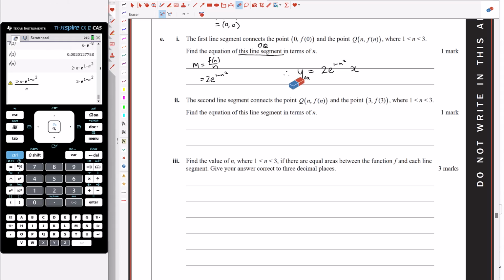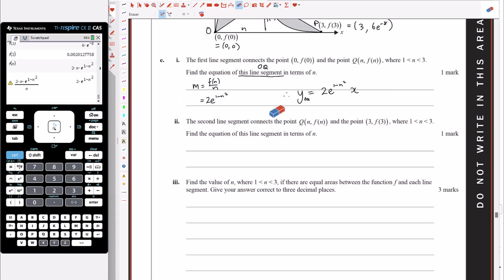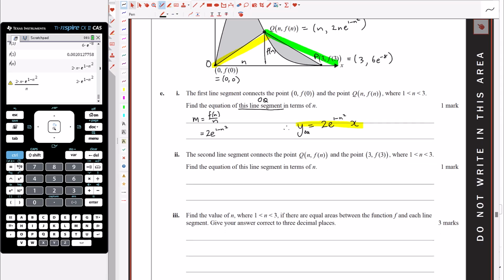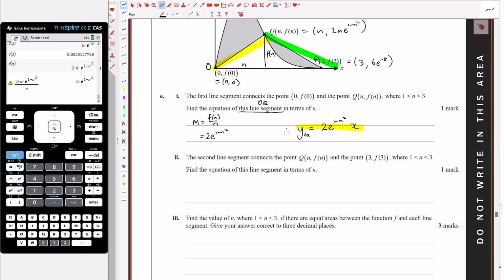Okay, so we've just found the equation of the line segment OQ, this line here, the yellow one. The next part is asking us to find the equation of this line here in part 2. So this is going to be ugly. The gradient of this is obviously going to be f at n minus f at 3 over n minus 3, or you could write that as f at 3 minus f at n over 3 minus n. It'd be the same thing.